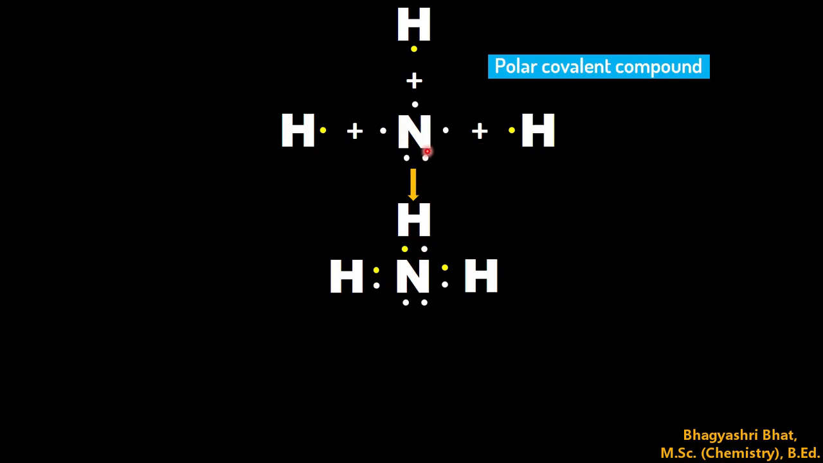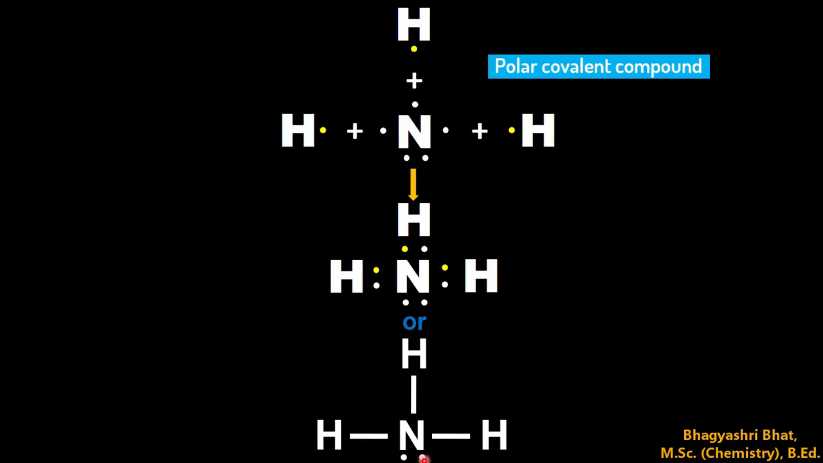See, nitrogen is surrounded by 3 pairs of electrons which are involved in the bonding process. So they are called shared bonding pair of electrons. So these are called bonding pair of electrons.